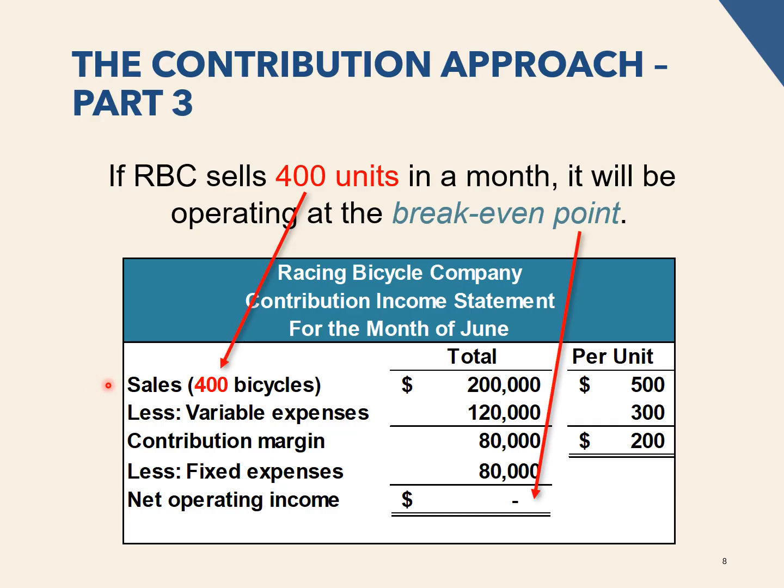The answer is 400 bicycles. If Racing Bicycle Company sells 400 bicycles in a month, it will be operating at the break-even point. A break-even point is where net operating income equals zero. So you have to take these 80,000 fixed expenses divided by this 200 contribution margin, then you can get the 400 bicycles, which is the break-even point for the company.